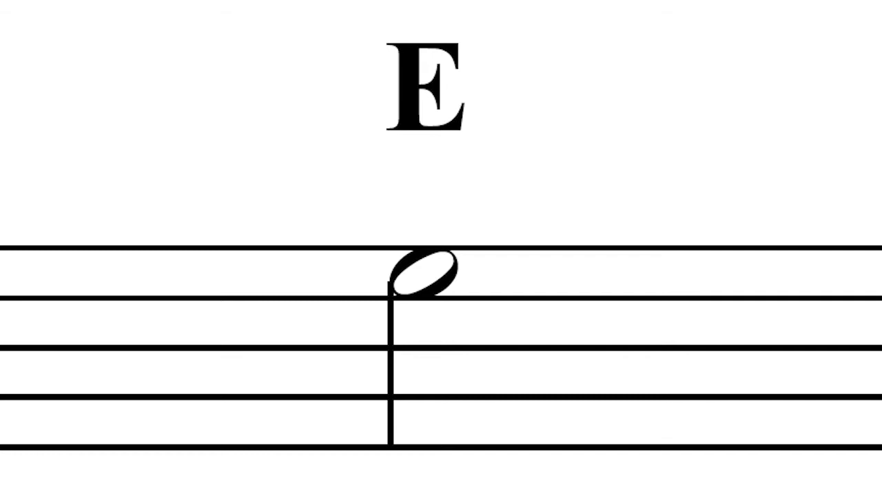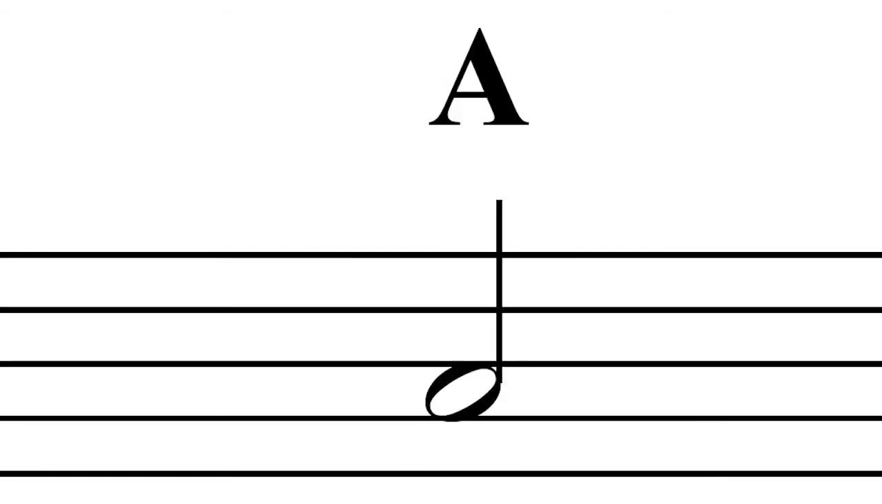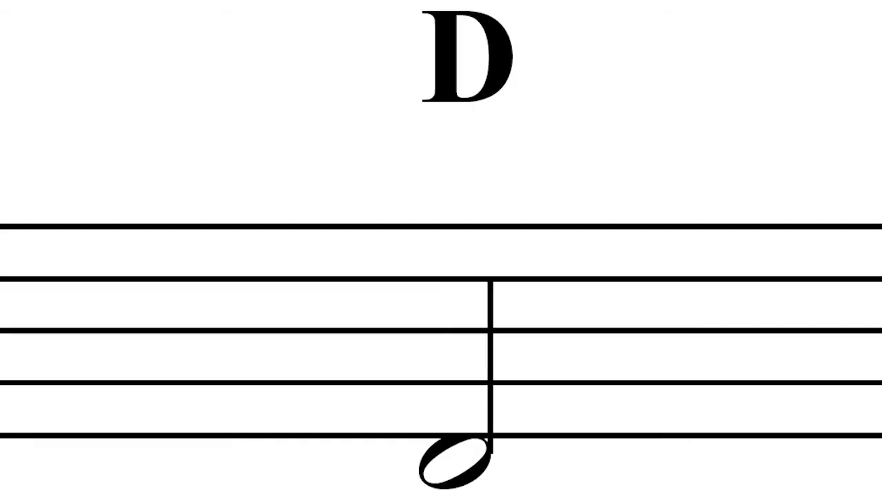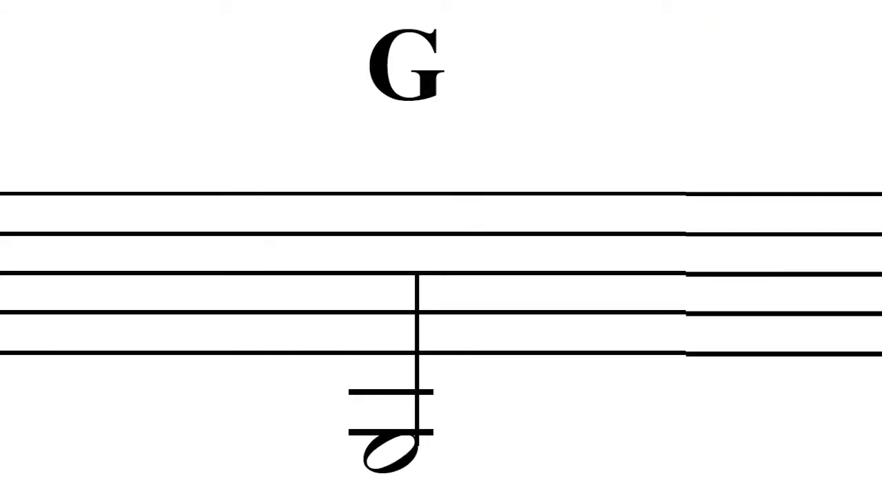The open E is placed in the top space. The open A goes in the second space up. The open D is positioned in the space below the bottom line. And for the open G, we need to add two extra lines under the stave called ledger lines. The G then goes in the space below the second ledger line.